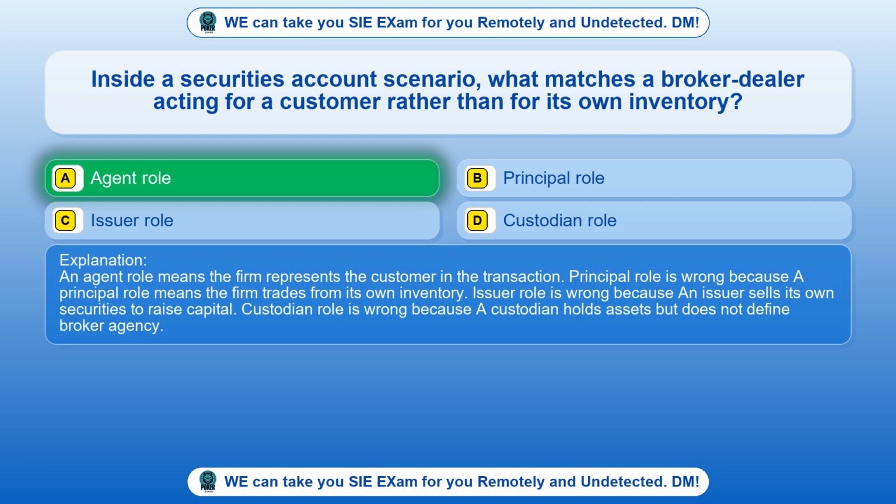An agent role means the firm represents the customer in the transaction. Principal role is wrong because a principal role means the firm trades from its own inventory. Issuer role is wrong because an issuer sells its own securities to raise capital. Custodian role is wrong because a custodian holds assets but does not define broker agency.